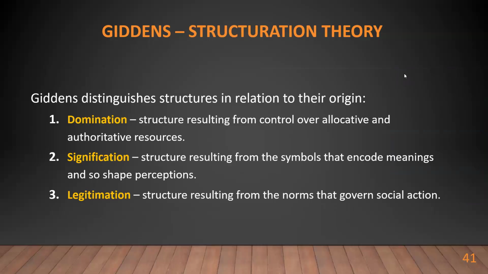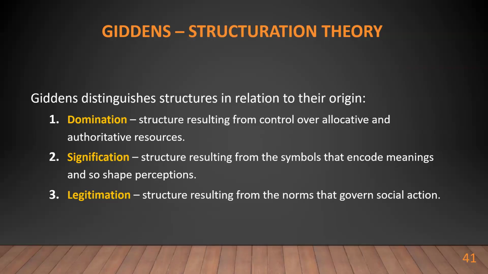Now, Giddens distinguishes structures in relation to their origin. He talks about dominant structures, which results from control over allocative and authoritative resources. Then he talks about signification, structure resulting from symbols that encode meanings, so to shape perceptions. And we're in the process of building the signification resources, because education is about that.